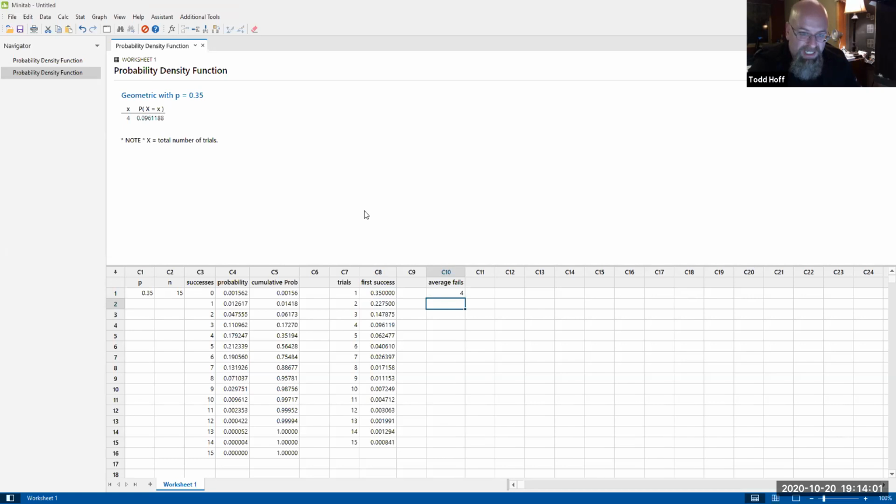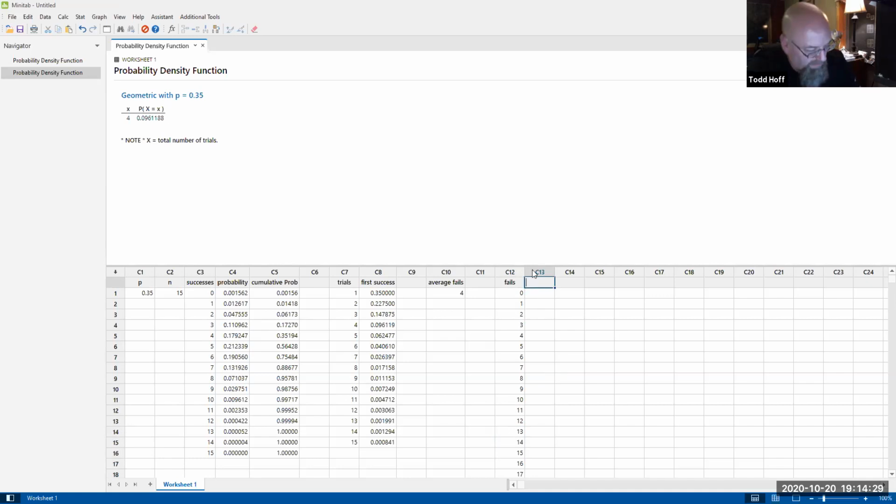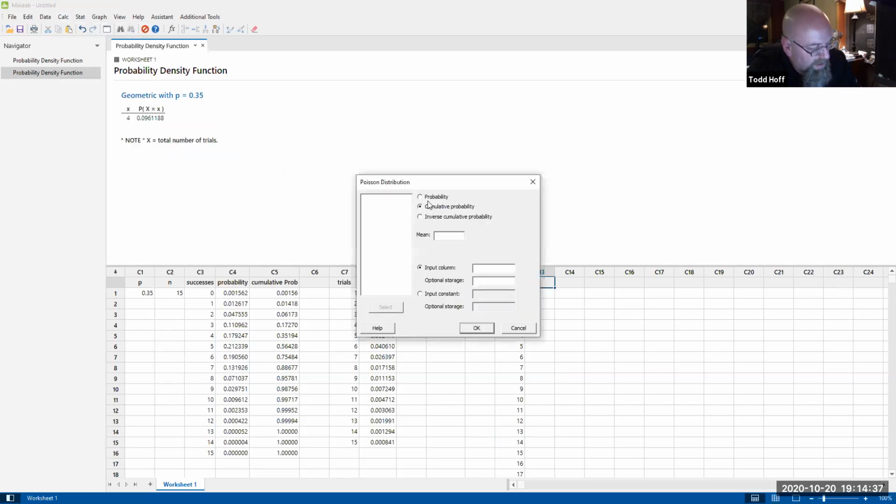So on average, each section has 4 students who fail. I want to know, okay, so out of a section, we could have 0 failures. Let's say a section has 20 students in it, so we'll go up through 20. Now I'll just leave this unnamed for now, and I'll show you how I don't need to name it. So we're going to go Calc, Probability Distributions, and Poisson. Just regular probability, not cumulative.